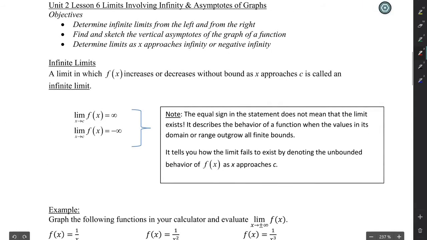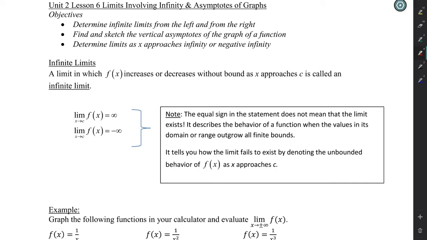For today's lesson, we're going to talk about limits involving infinity and asymptotes in graphs. So our objectives are to determine infinite limits from the left and from the right, find and sketch the vertical asymptotes of the graph of a function, and determine limits as x approaches infinity or negative infinity. An infinite limit is a limit in which f of x increases or decreases without bound as x approaches c.